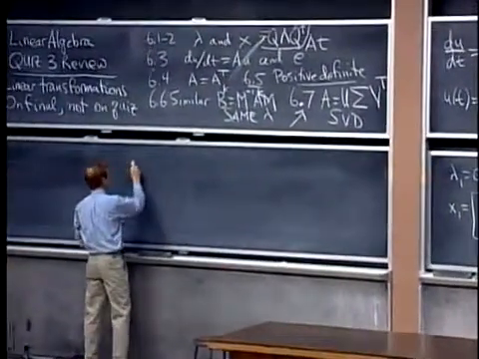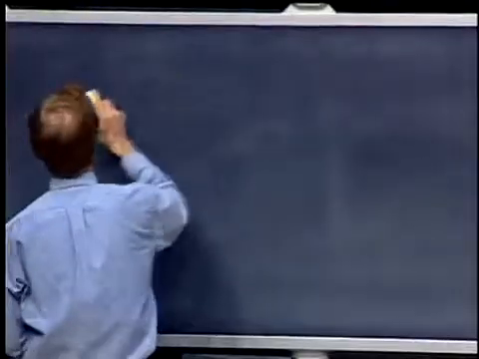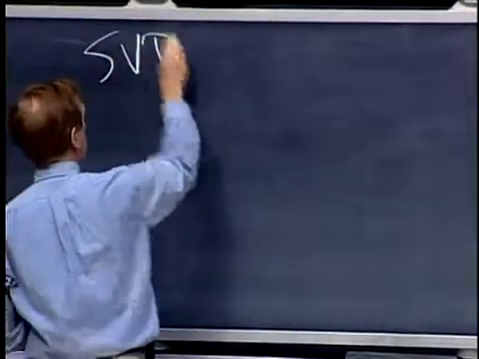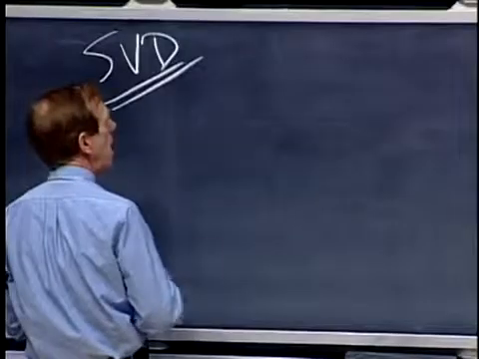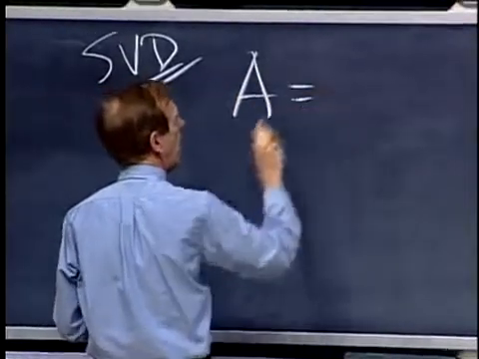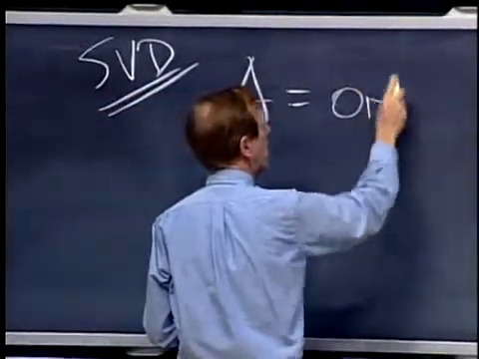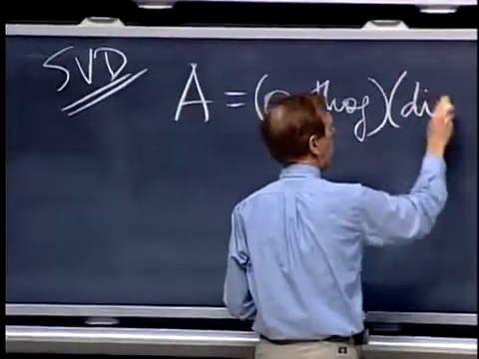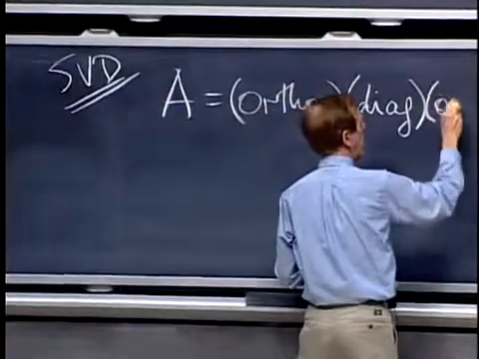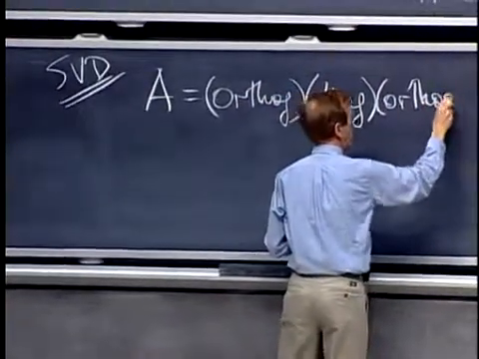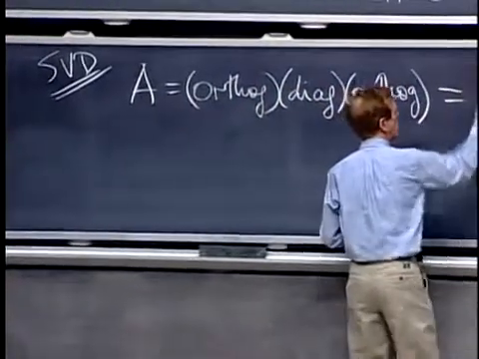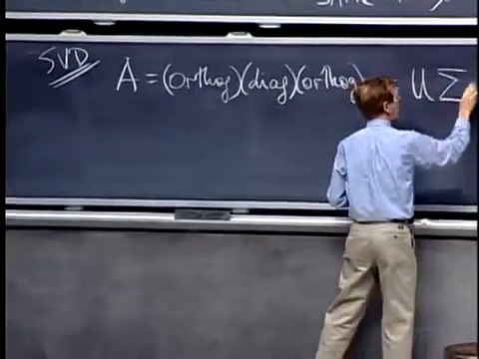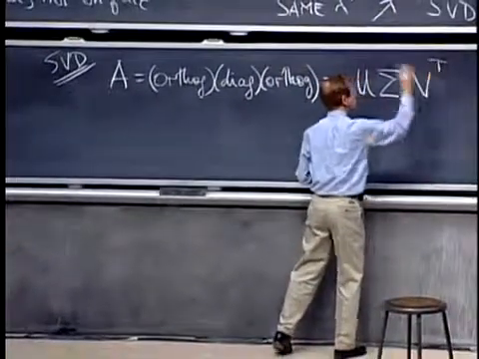Okay, so this is the singular value decomposition, known to everybody as the SVD. That's a factorization of A into orthogonal times diagonal times orthogonal. And we always call those U, sigma, and V transpose.